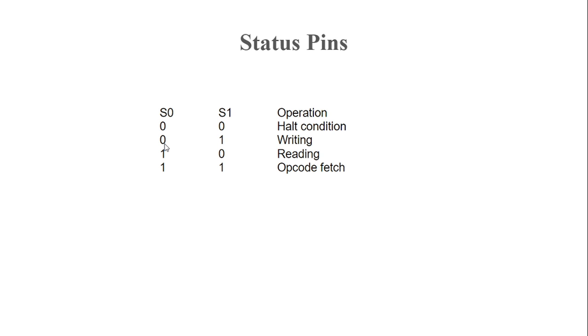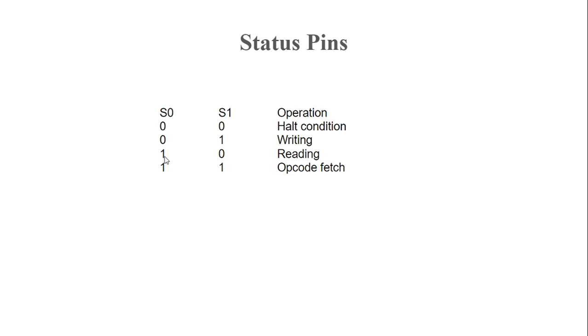While on the status pins, if S0 is equal to 0 and S1 is equal to 1, in such a case the microprocessor performs a writing type of operation. The microprocessor can perform a writing operation. It may be concerned with the memory or with an input-output device. So when the status pins are 0, 1, the microprocessor can perform the writing operation.